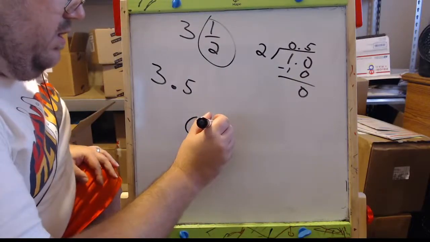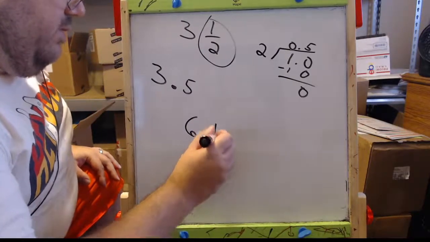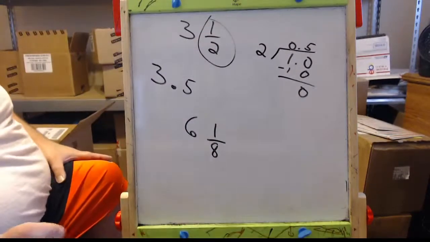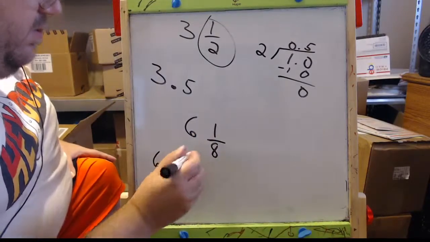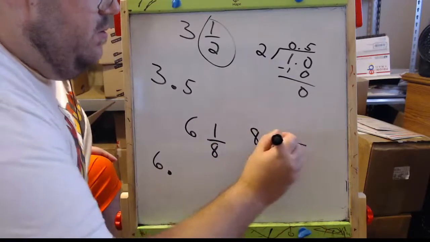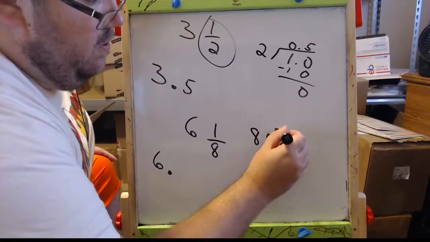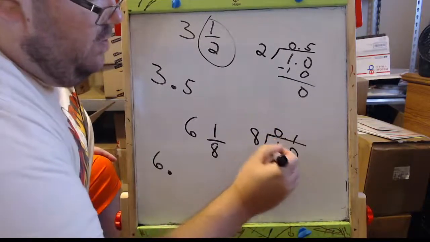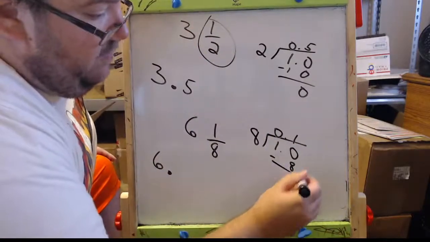6 1/8. I don't know. Let's do that. Okay. 6 is the whole number with the decimal. Now we got to figure out an eighth. 8 goes into 10. Well, it doesn't go into 1. 8 goes into 10 once. 1 times 8 is 8. Okay, so that leaves 2 left over.